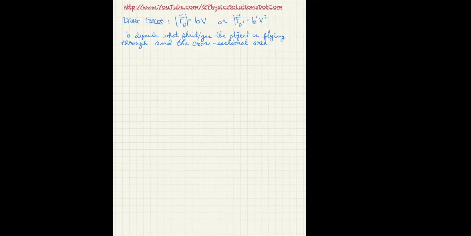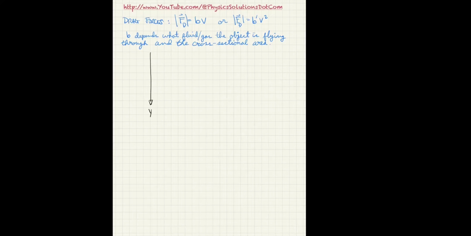For instance, it would take much more work to run through an atmosphere made of syrup than it would through an atmosphere made of air. Okay, so that's how that works. We're only going to study the first case, which is this one. Okay, and to do that, I'm going to let you imagine an object in free fall, and then we're going to change it up a little bit.